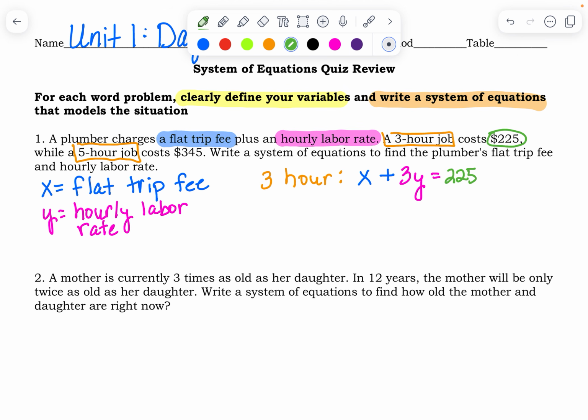The other one, the 5-hour, you're still going to have the flat trip fee. It's going to be 5 hours, and then that cost $345. So that's all you would need to do for that problem, and you would be done.